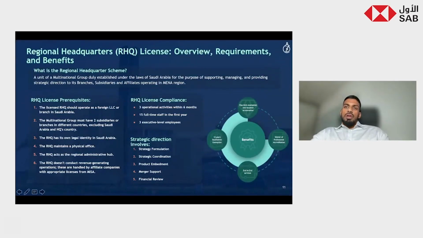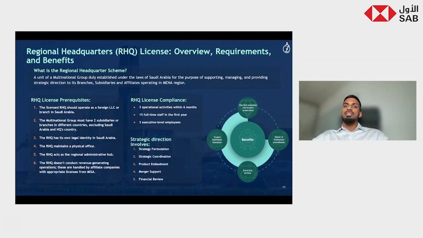Yeah, so you're right. As Alex was saying, I believe as of January 1st, 2024, any government contracts, in order to secure them in terms of actually the works or procurement, will only be awarded to companies who have their regional headquarters for the MENA region within the kingdom. But there's a few differences in the sense that, yes, it is your regional headquarters, so the purpose of this is actually for supporting, managing, and providing strategic direction to its branches, subsidiaries, or affiliates that are operating within the MENA region, right?